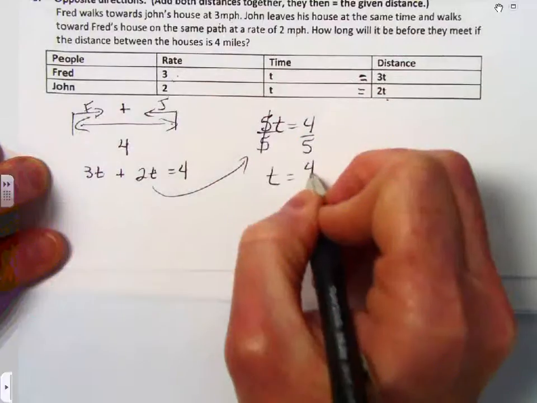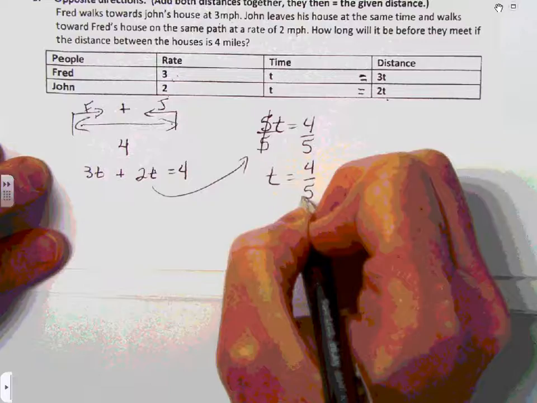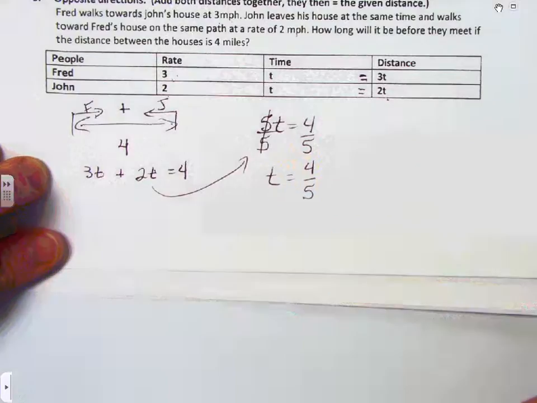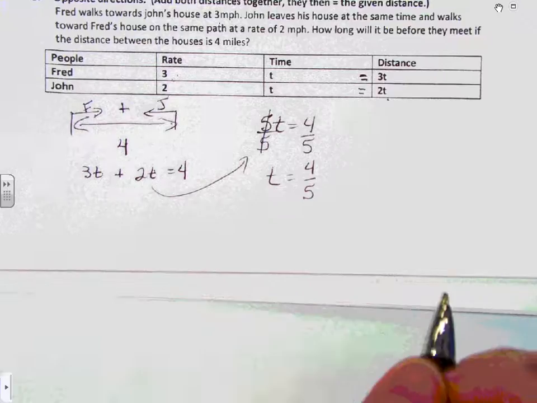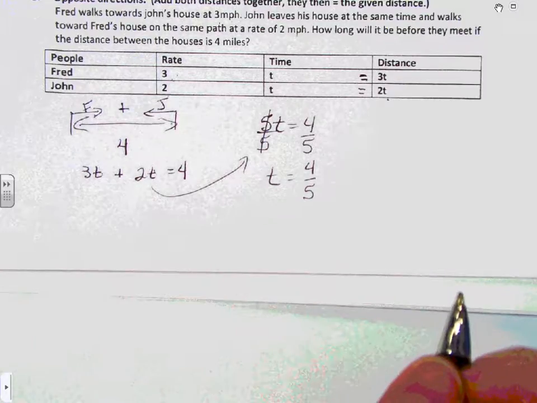And it appears that their time is 4/5. Yeah, Mom, I'm going to Sally's house. I'll be back in 4/5. I just don't think that's a really good answer. It doesn't make sense, does it?